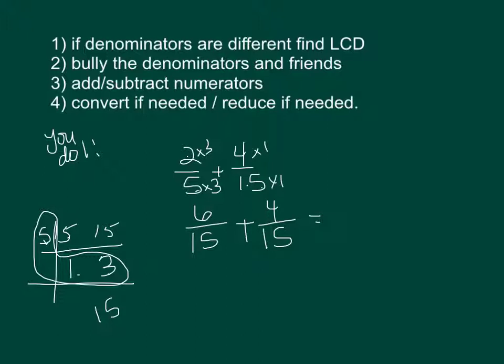Step 3, add the numerators because it's addition. 6 plus 4 is 10. The denominator stays the same. And then finally, the last step, convert if I need to. That's a proper fraction. The smaller number is above the bigger number, so we're okay. That's a proper snowman.